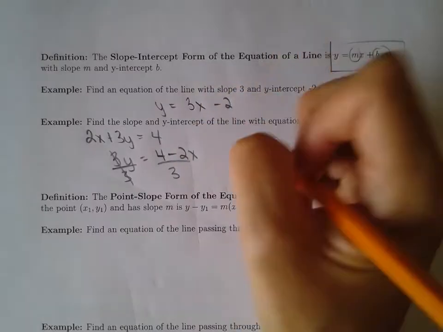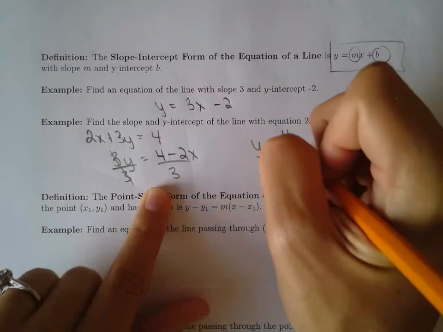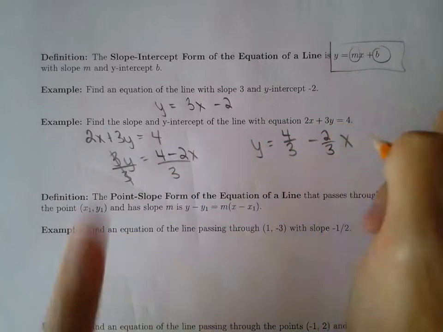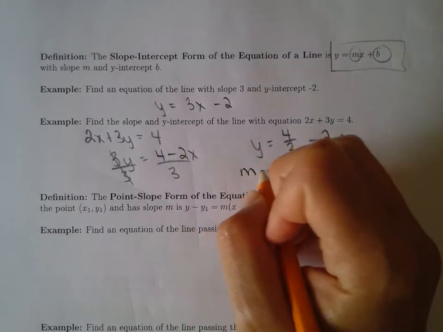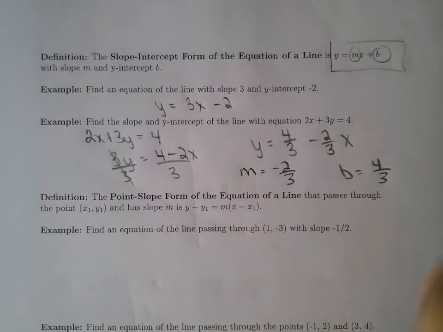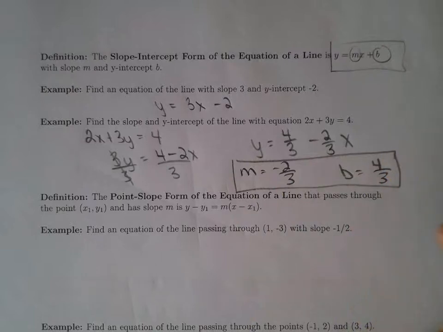So that cancels. We have y equals, I'm going to divide out, 4 divided by 3, I'm just going to leave it like that, minus 2 divided by 3x. So the slope would be negative 2/3. The y-intercept b would be 4/3. Be careful, if it's not given to you as y equals, you need to go ahead and make it into y equals.